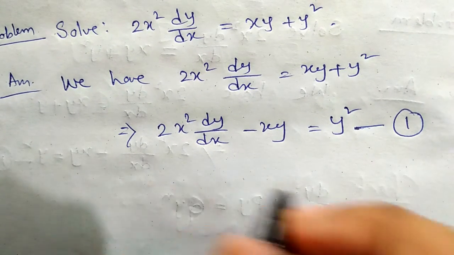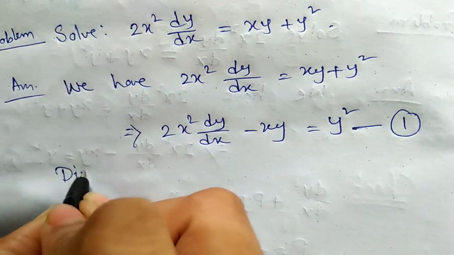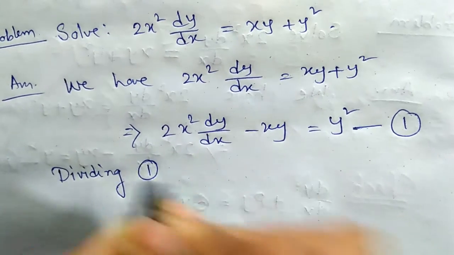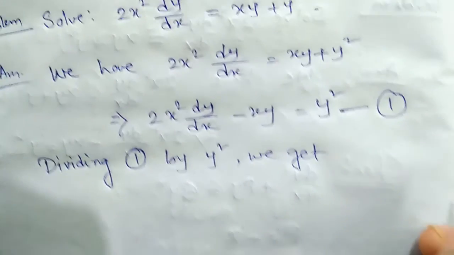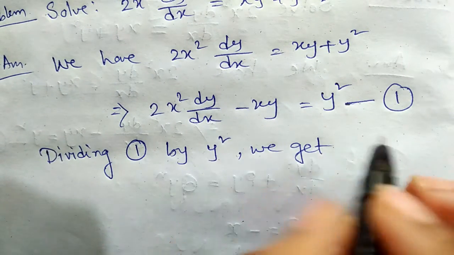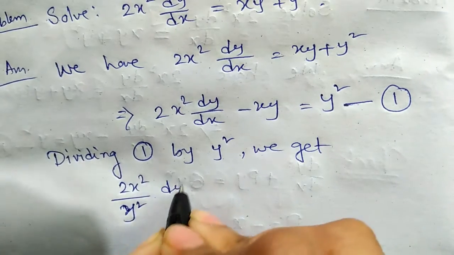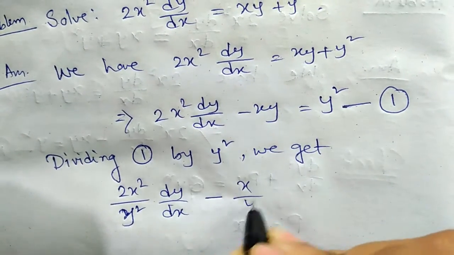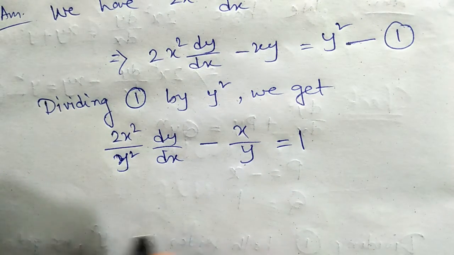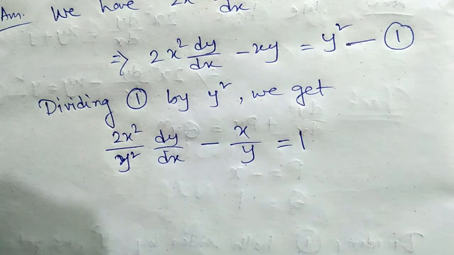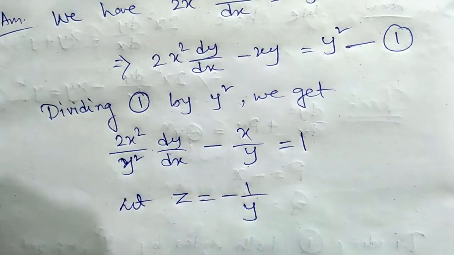Now the technique is, at first we divide this equation by y^2. So dividing 1 by y^2, we get, so you have to divide both sides of 1 by y^2, we get 2x^2 (1/y^2) dy/dx - x (1/y) = 1. Then we put -1/y as z. So assume that z is -1/y.